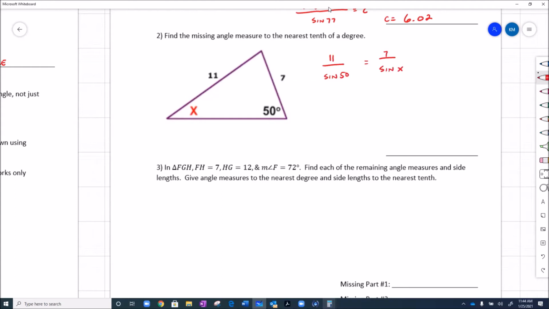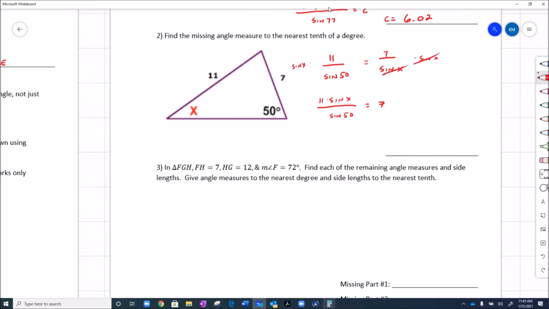So as I get done with this, I'm going to start by getting x out of the way. I want to get it out of the denominator. So I'm going to multiply both sides by sine x. And so when I do that, I get 11 times sine x over sine 50 equals 7, right? So that first thing got sine x out of the denominator, put onto the side.